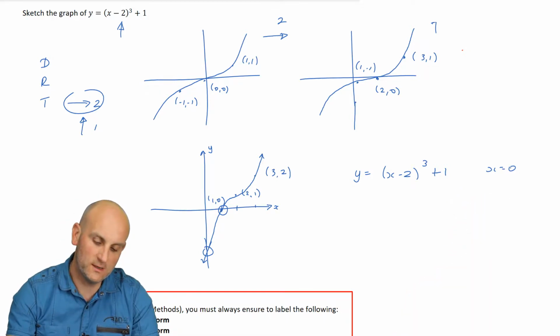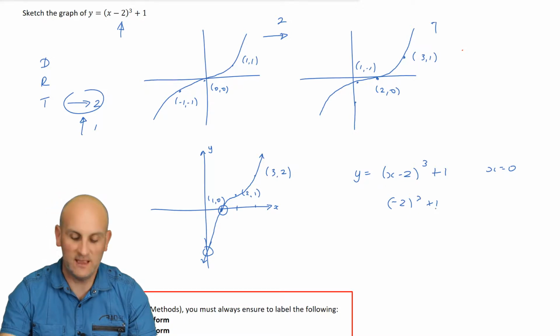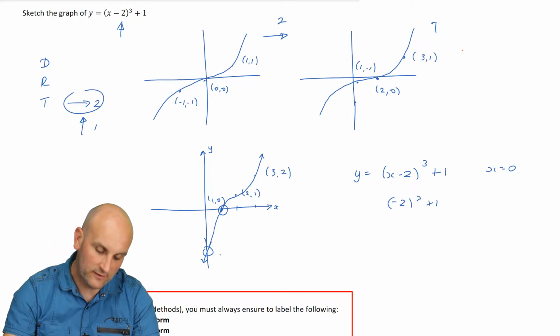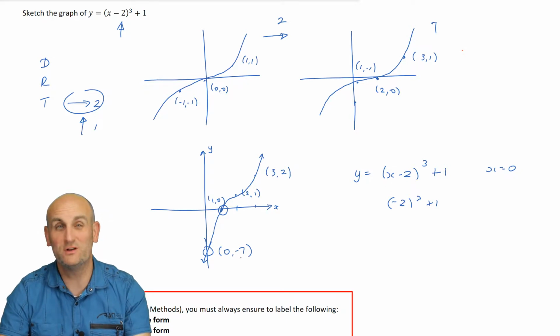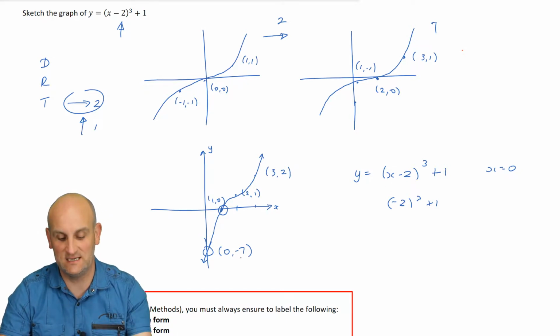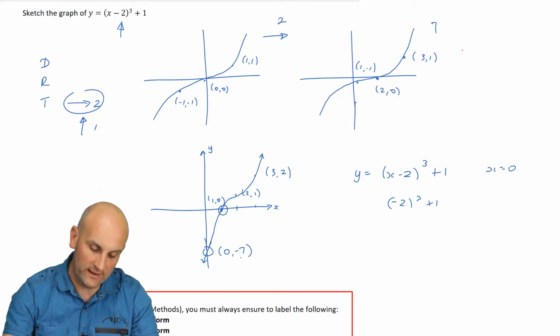So we have 0 minus 2 is minus 2, all cubed, plus 1. Minus 2 all cubed is actually minus 8, plus 1 gives me minus 7, and so I now know that is (0, minus 7). Please do not just write minus 7 on the axes, it is (0, minus 7). That was probably the easy one to do. How about the next one?